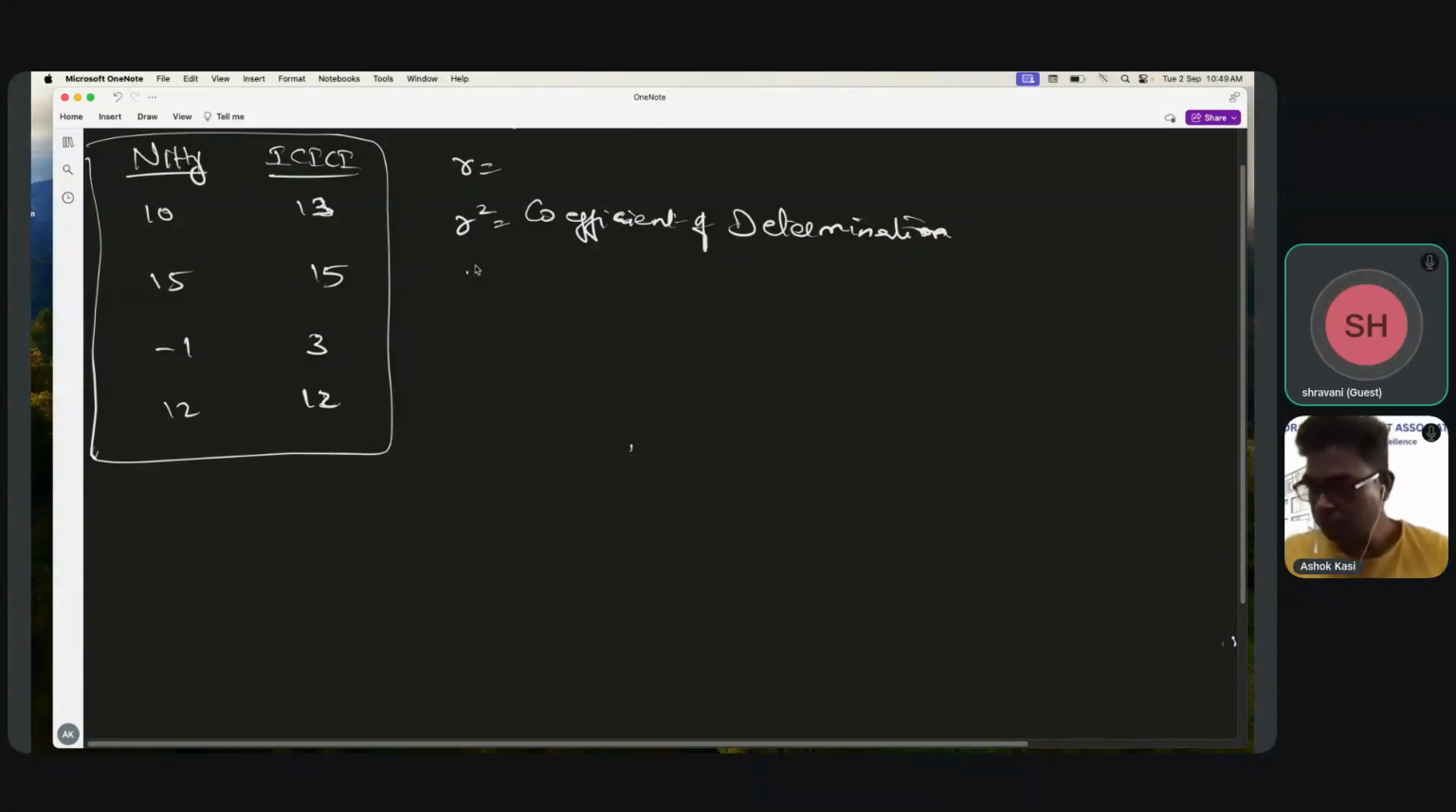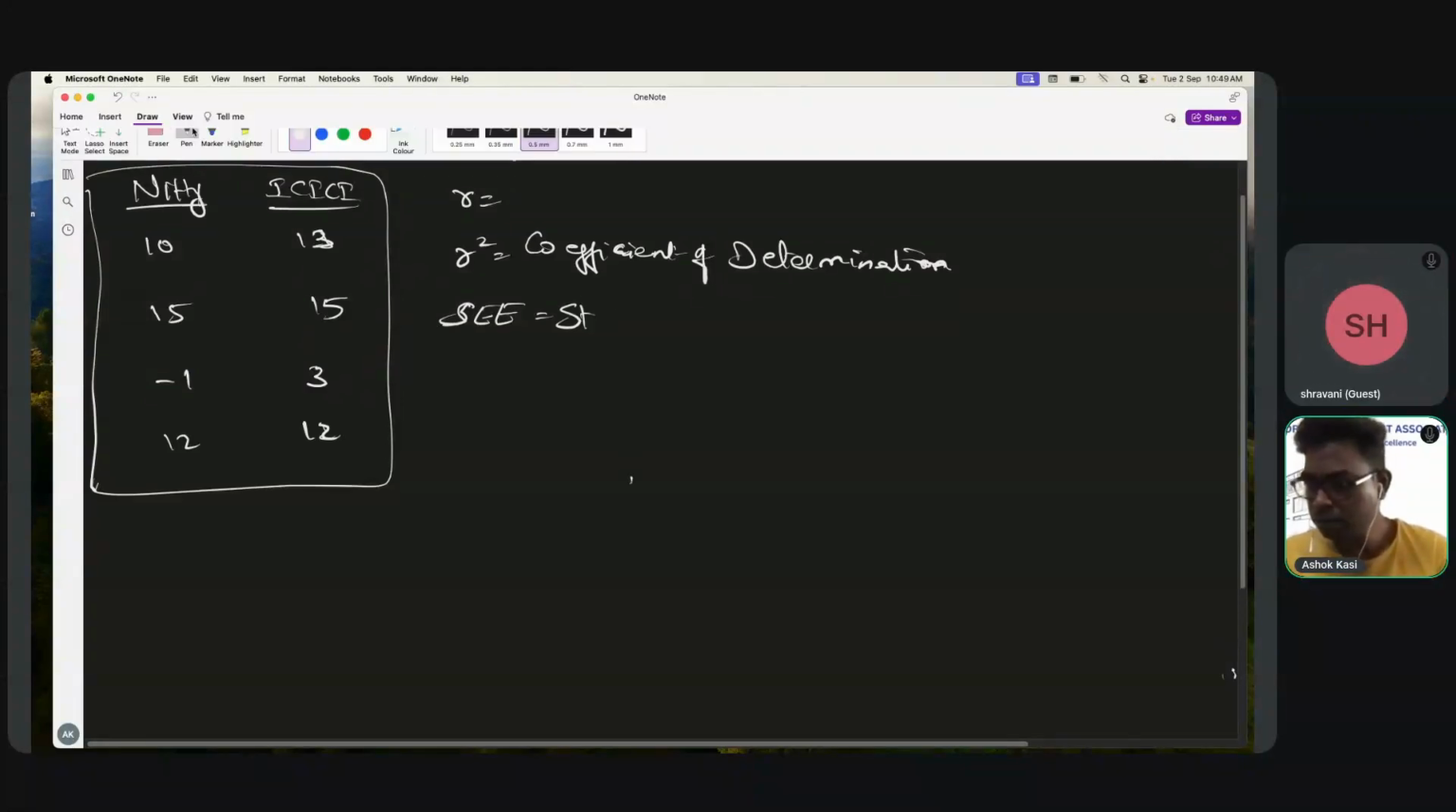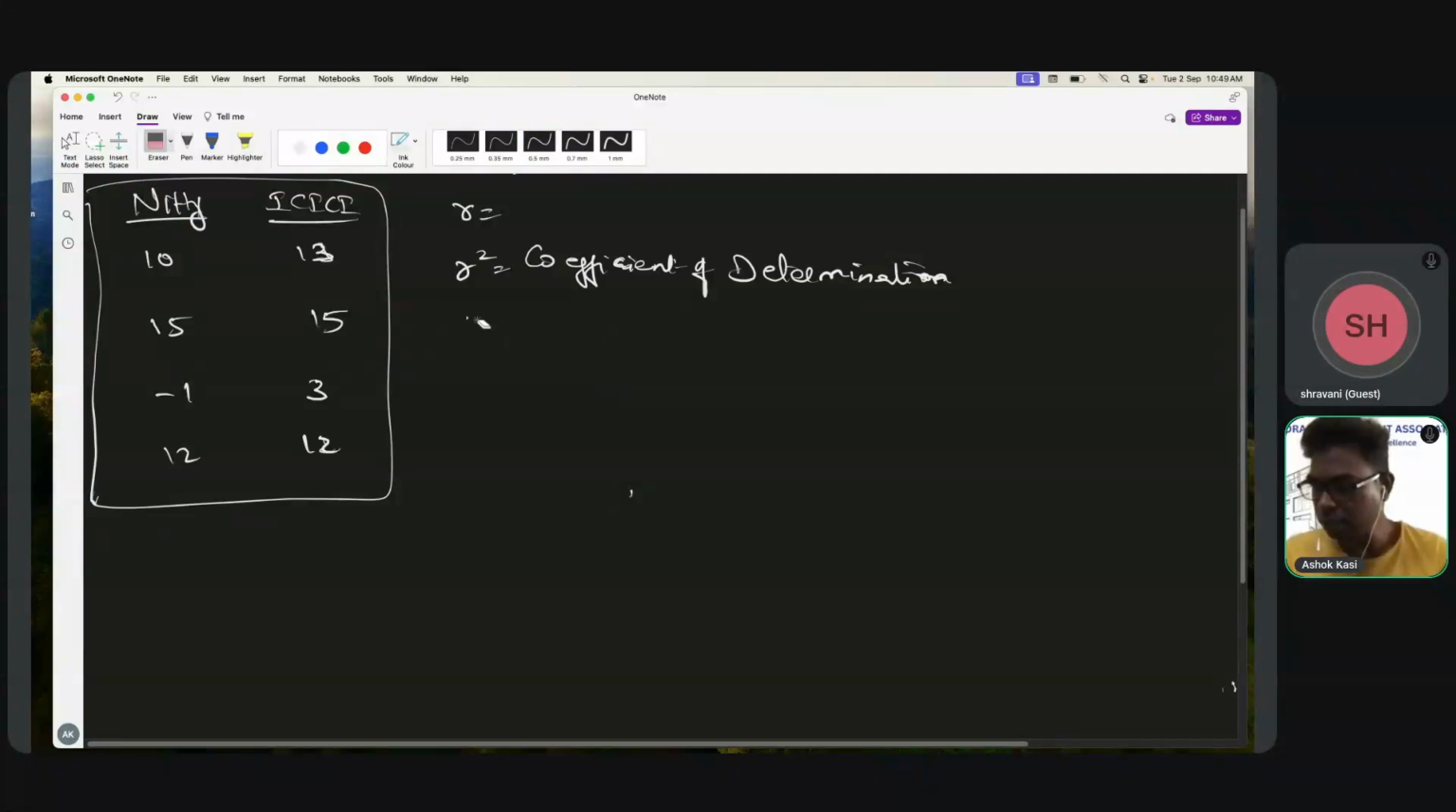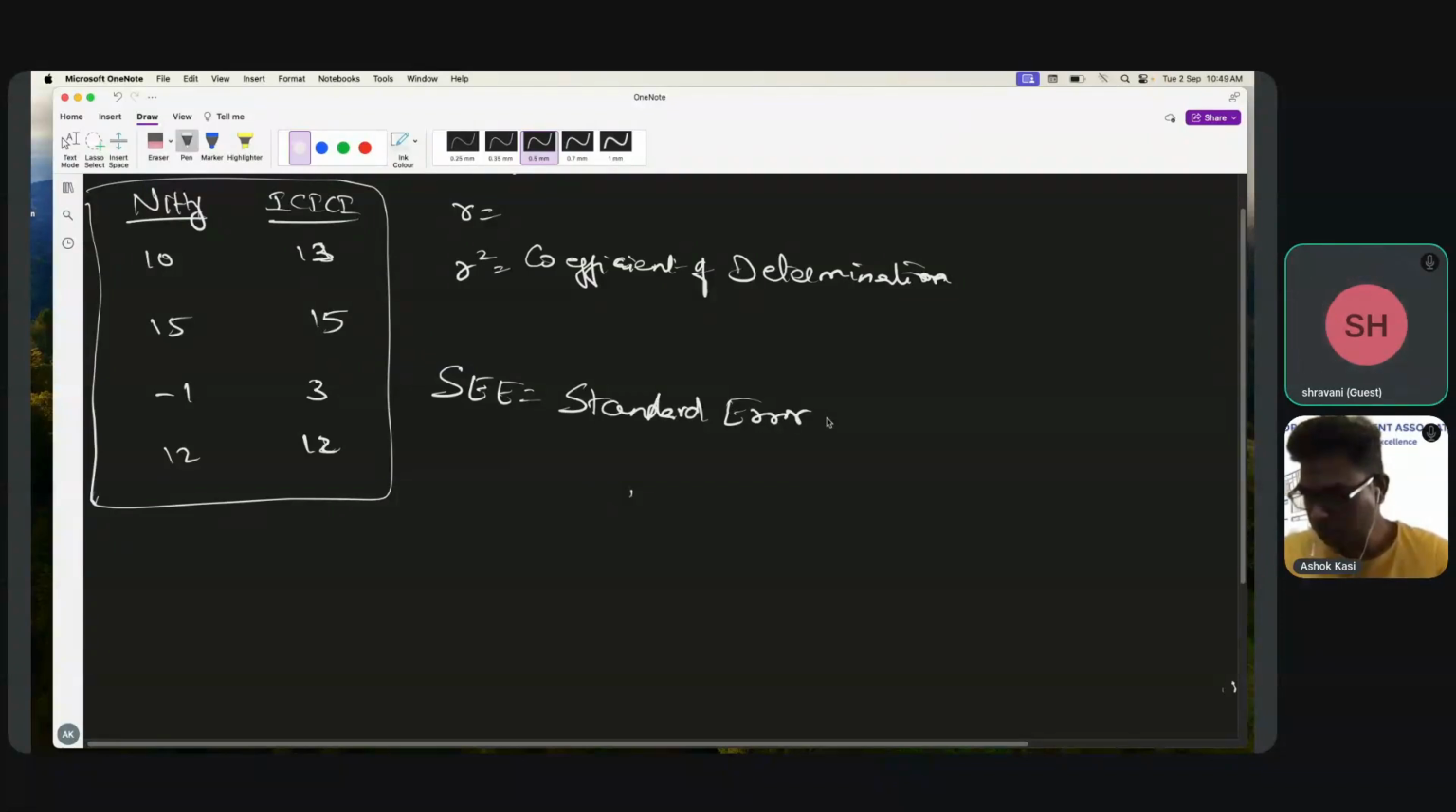Then what we have to find out is SEE. SE is standard error of estimate. I'll write this little down here. Standard error of estimate. So what is the formula? You will come to know. Then n. N is the number of observations, that is 4.